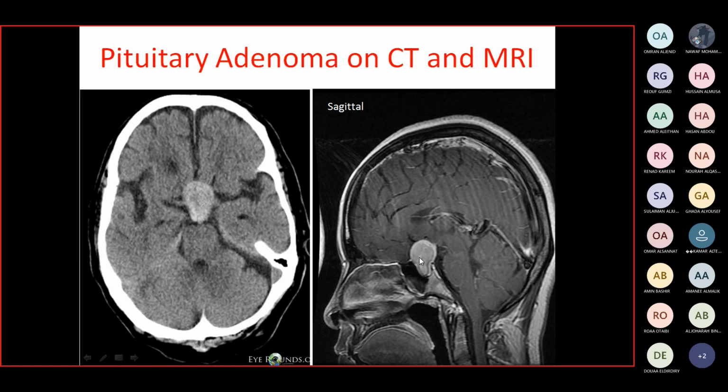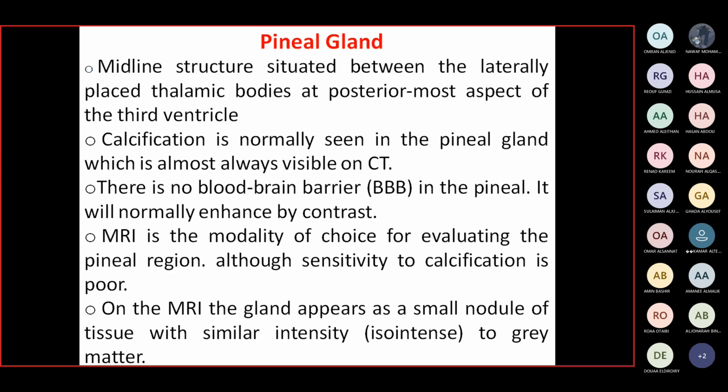So this is a hyperintense lesion on MRI, and this is hyperdense on CT. Density is used for CT, and intensity or signal, high signal or hyperintense, is used for MRI. Hyperdense in CT means high attenuation, which also means bright, very bright. These are the terms used in CT and MRI.